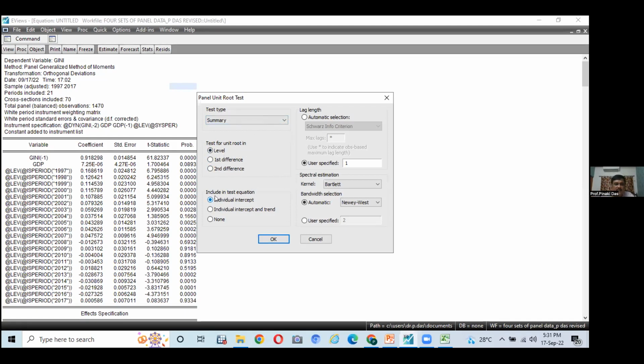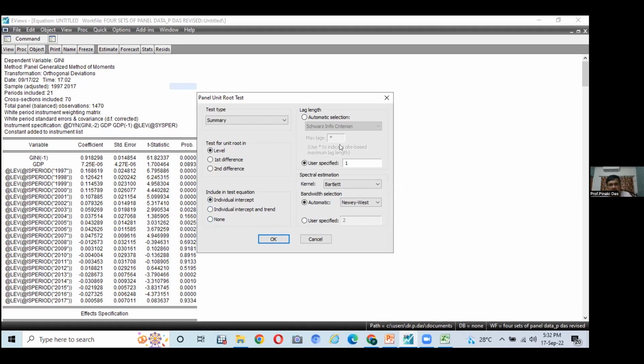Third step is the include in test equation. In my test equation, the regression equation, whether there is only individual intercept, or both individual intercept as well as trend, or none, no individual intercept and no trend. 3 alternatives are there. You will check these 3 alternatives one after one, but for the time being, due to shortage of time, I consider only the first, individual intercept.